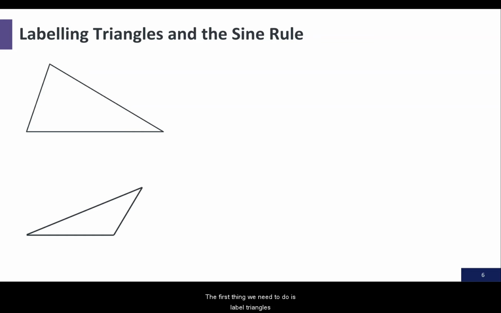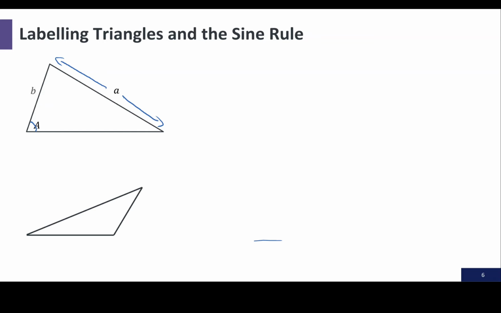The first thing we need to do is label triangles correctly. This is not the same as labeling a right angle triangle. The first thing we do is label one of the sides lowercase a, which means the angle opposite, which is this one, gets the label of capital A.